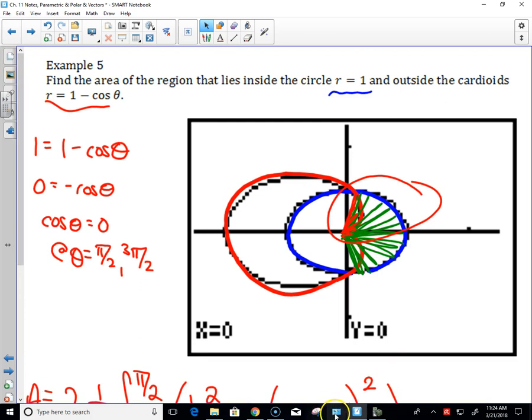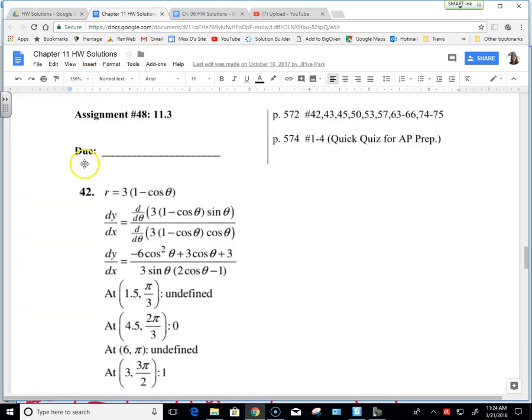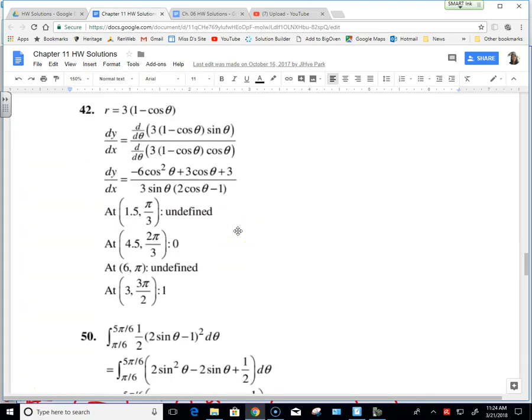With that, let's go ahead and peek at homework and let's see what was going on and how we got so stuck. 11.3, here are the evens. Stop me right away if something isn't making sense. Here's our first even, number 42. Number 42 was more of kind of like the problem we started off with deriving and such, right?